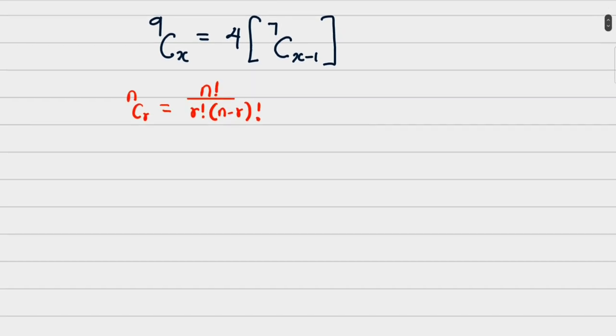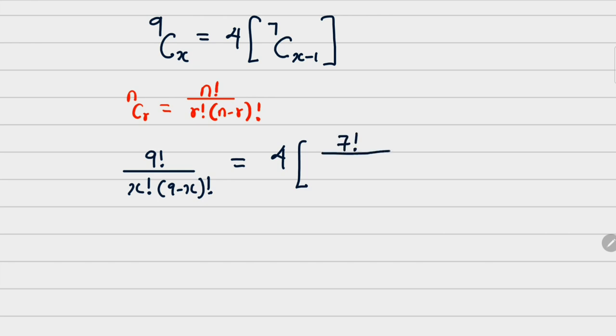Now, since we have this, let me express it. So 9 combination x is going to be 9 factorial all over x factorial, then I have 9 minus x factorial. It equals 4 times 7 factorial, all over x minus 1 factorial, then 7 minus x minus 1, then I have factorial.